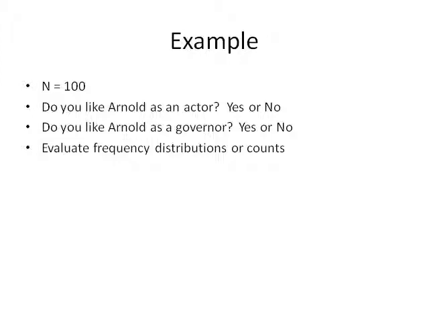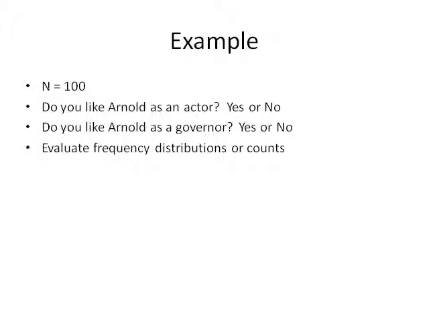So let's say we randomly sample 100 individuals from the San Francisco phone book and ask them two things. Ask if they like his performance as an actor, yes or no, and if they like his performance as a governor, yes or no. Which is to say, we are measuring both variables with a nominal scale. If you'll recall from an earlier class in descriptive statistics, neither a mean or a median can be meaningfully computed for a variable using a nominal scale of measure.